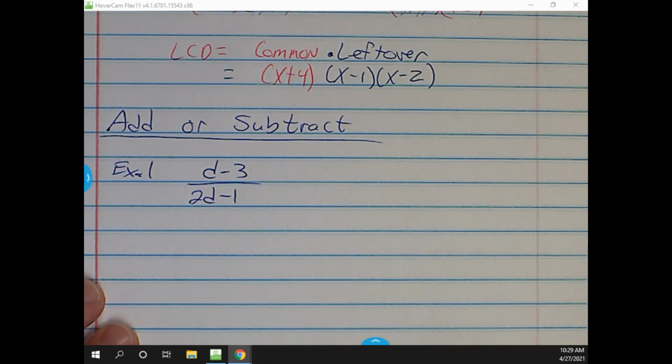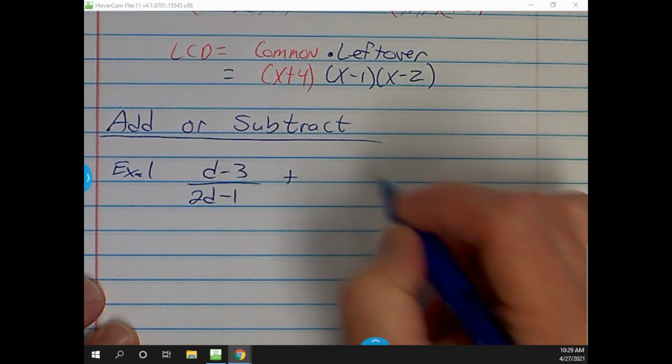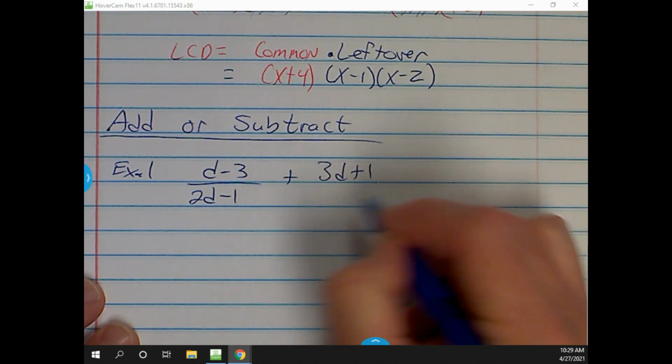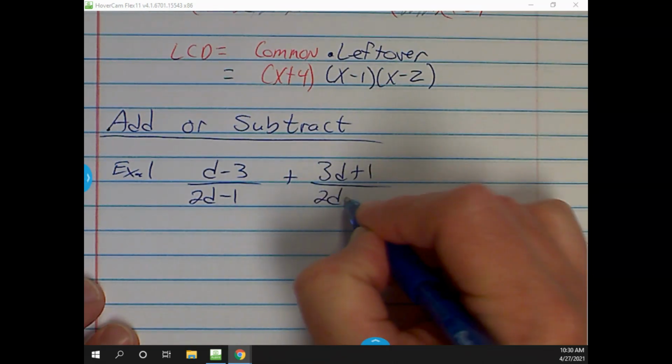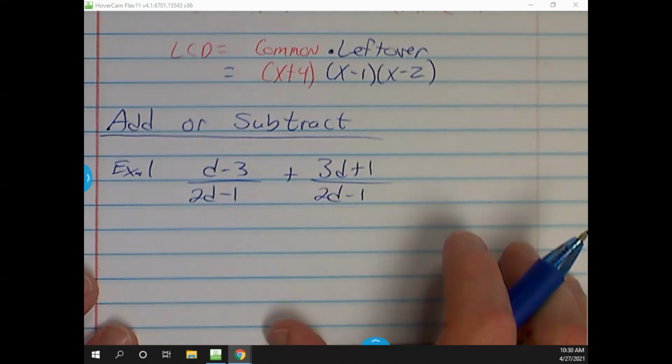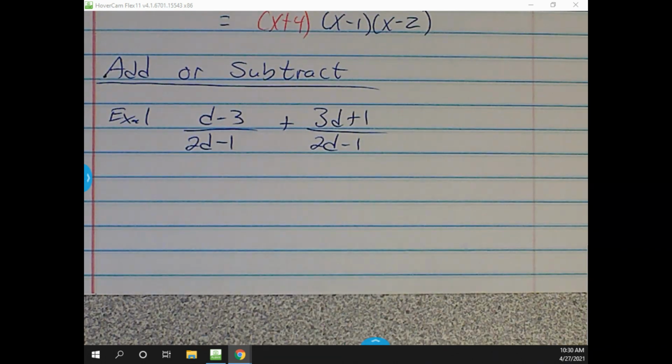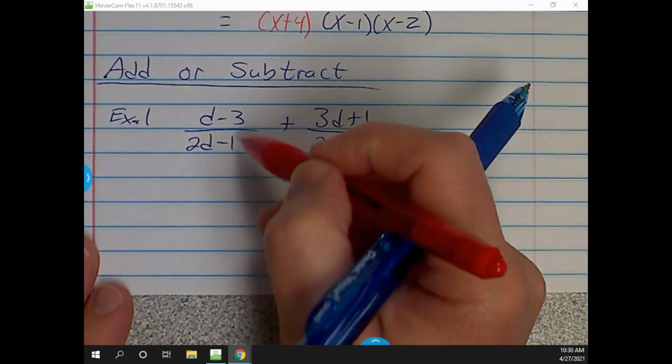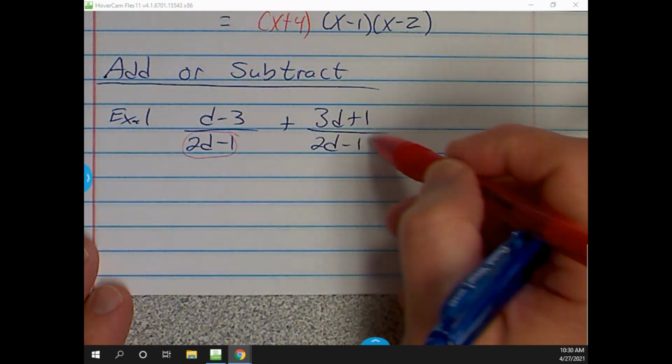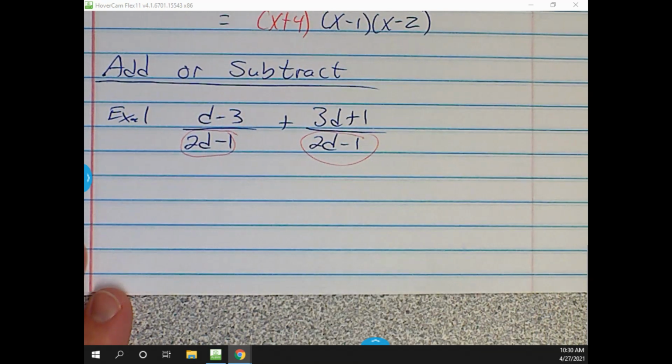Okay, so we're going to have d minus 3 over 2d minus 1. We're going to add that to 3d plus 1 over 2d minus 1. Okay, and small steps on these. The very first problem we've got here, what I want you to notice is you've got common denominators. You've got the same thing here that you've got here. So everything is good. We don't have to worry about rewriting anything.